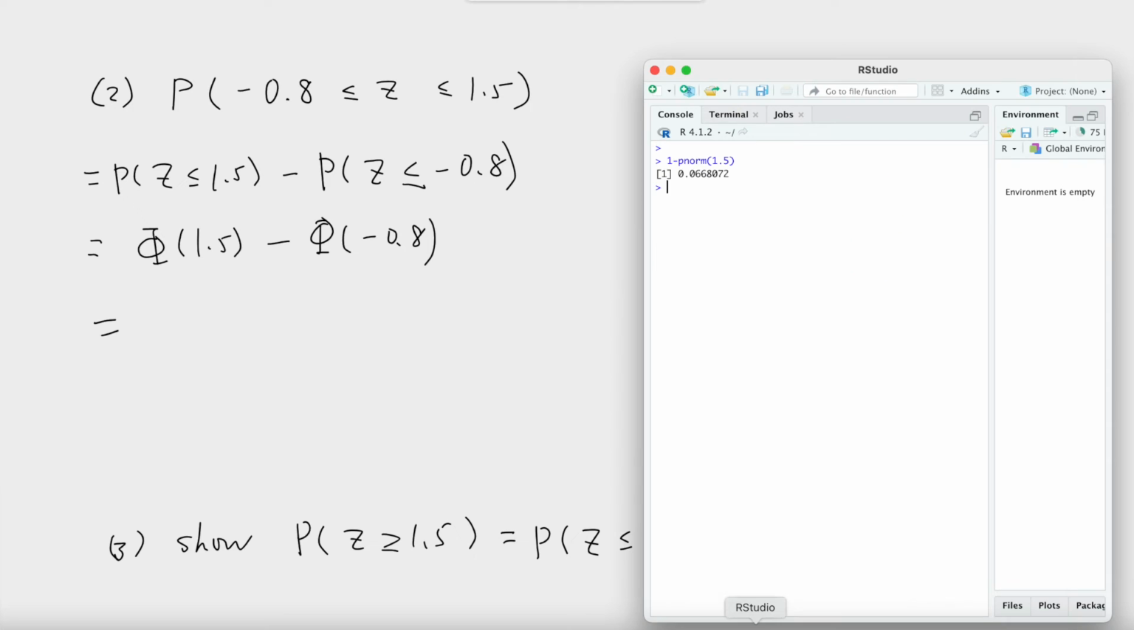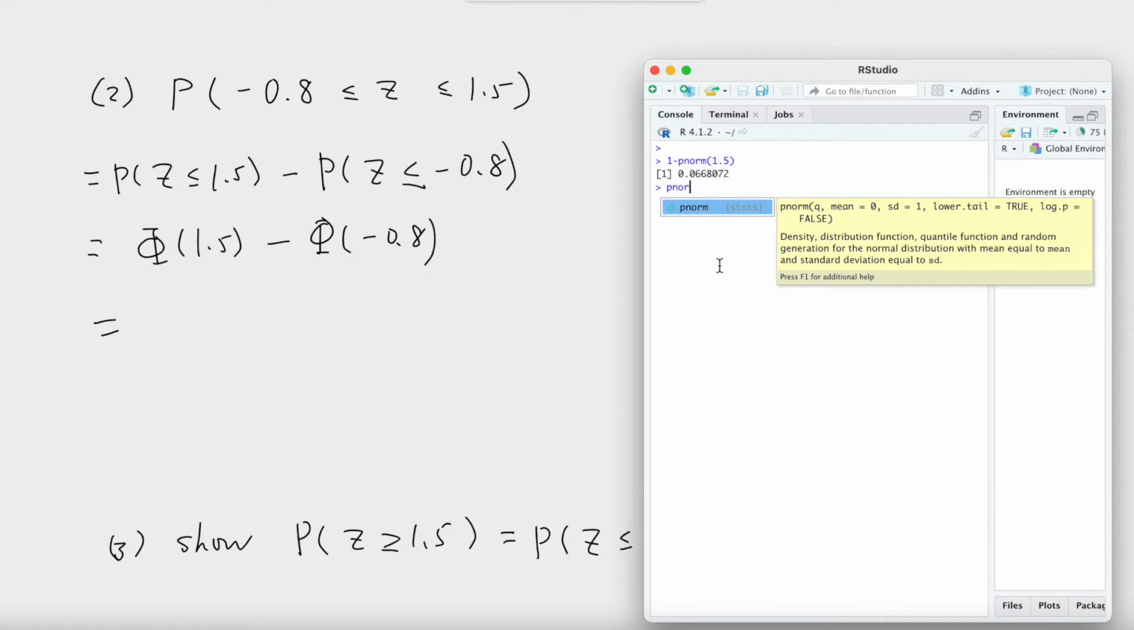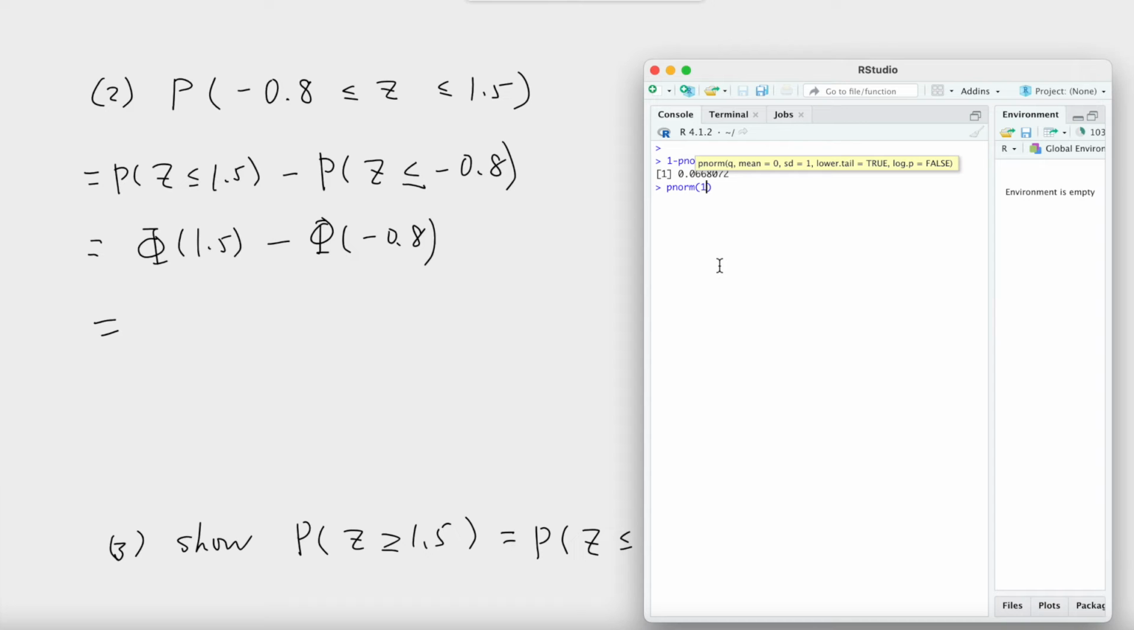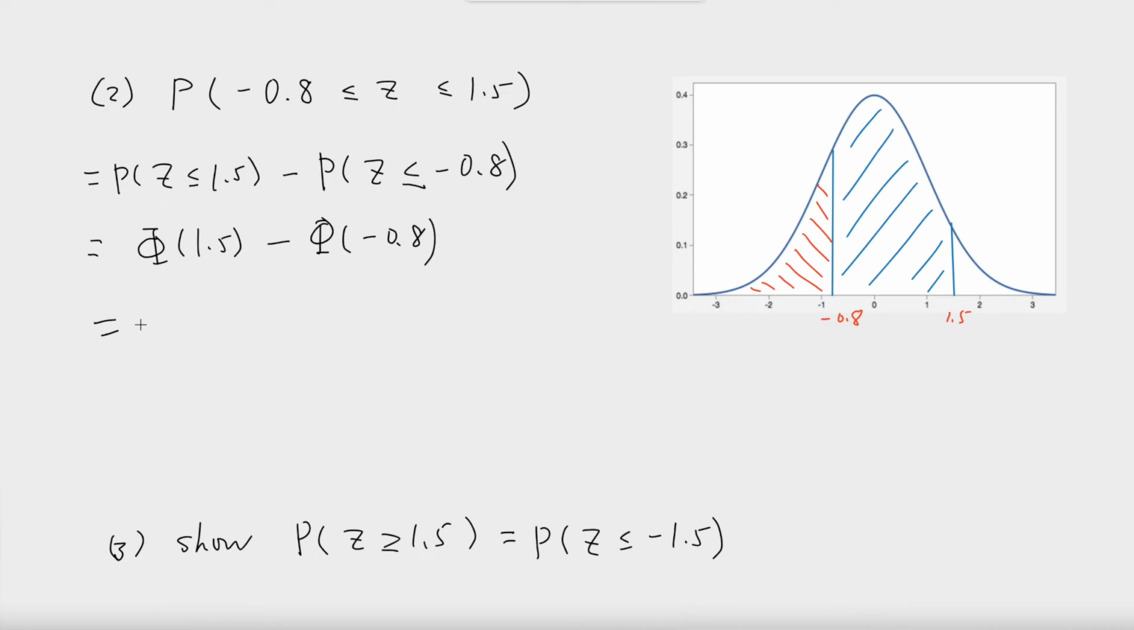Let's open RStudio. pnorm 1.5 subtract pnorm negative 0.8. And this is equal to 0.72. So this is equal to 0.72.